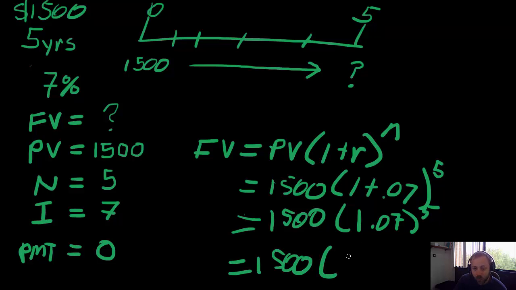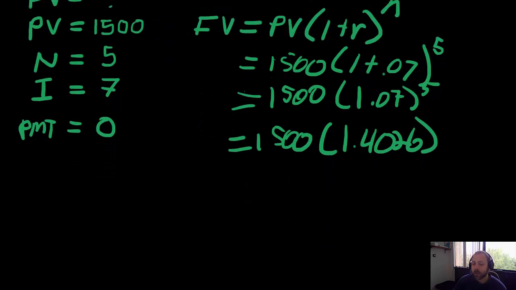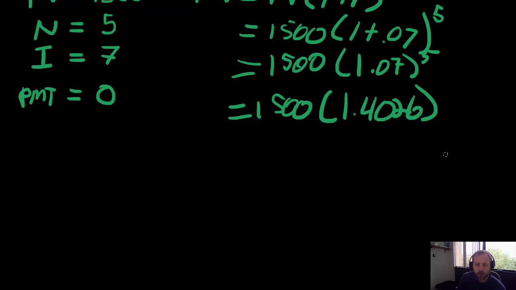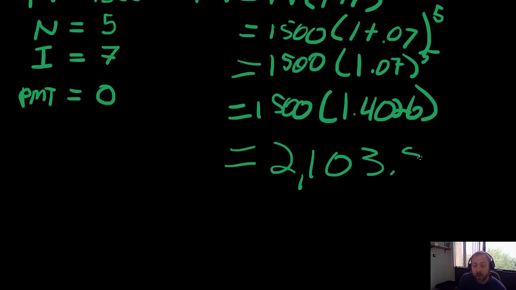1,500 times 1.4026. Apparently we're going to need a little bit more space here. And if I take 1.4026 and multiply it times 1,500, then I'm going to get $2,103.82, or 83 cents if you round it up. That's it. It's a very simple future value problem.